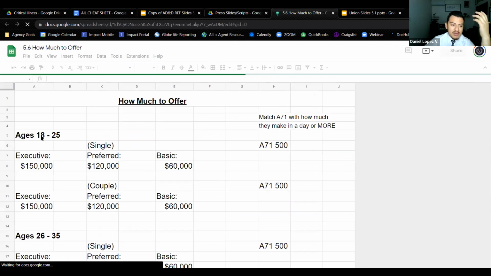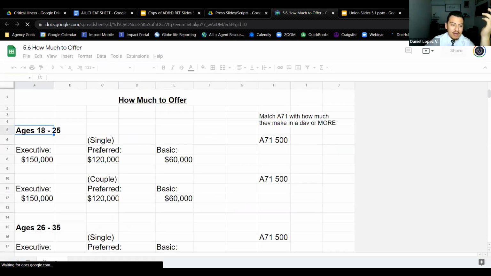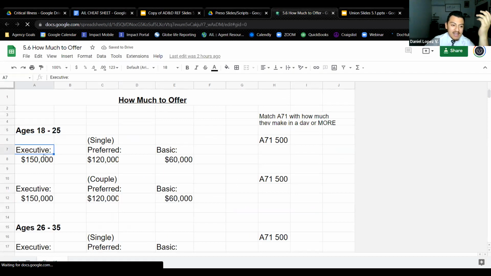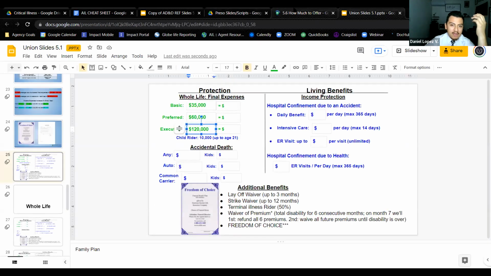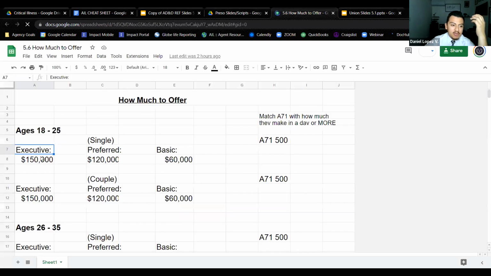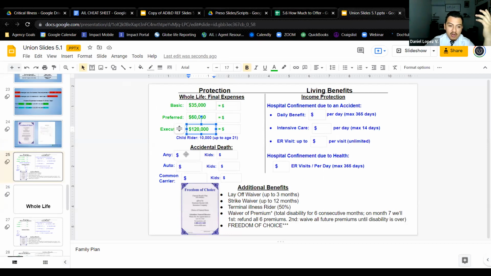Someone whose age is between 18 and 25, if they're single, offer them executive. The executive plan, which is what you're going to type in on the bubble right here on the square, should be 150. Preferred should be 20, basic should be 16. The A&H, try to max it out. 500 units, so it's what you're going to put here. So you're going to put 50, 100, 150, 500, 1,000, 250.